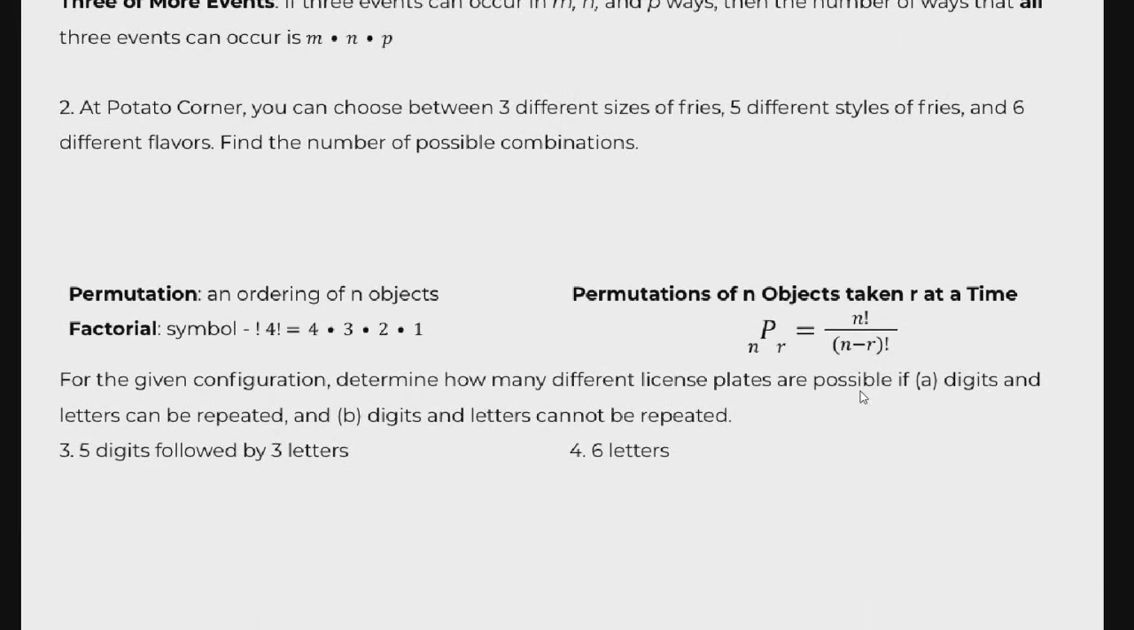So in number 2, at Potato Corner, you can choose between 3 different styles of fries, 3 different sizes of fries, 5 different styles of fries, and 6 different flavors. So if we multiply all of that, we'll get 90, and there's going to be 90 combinations.